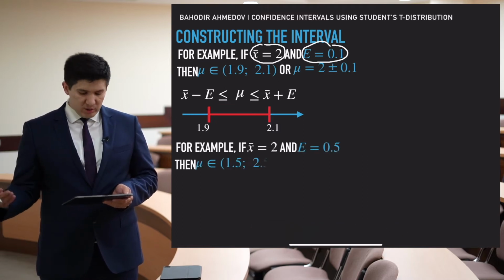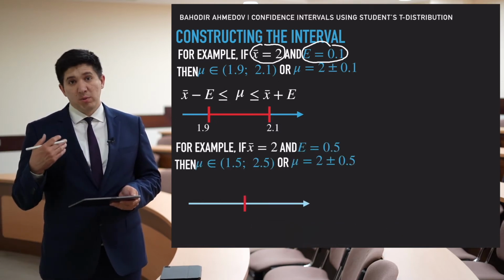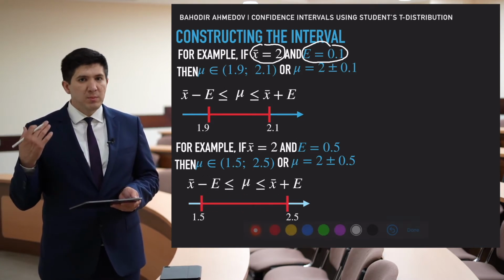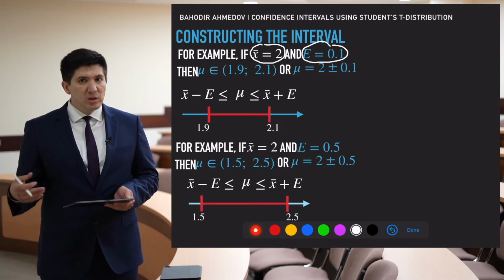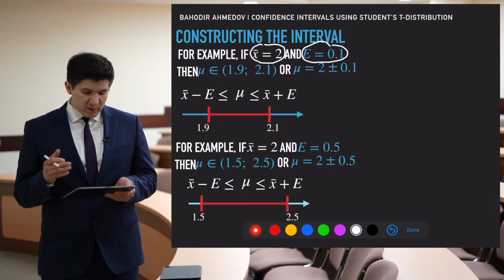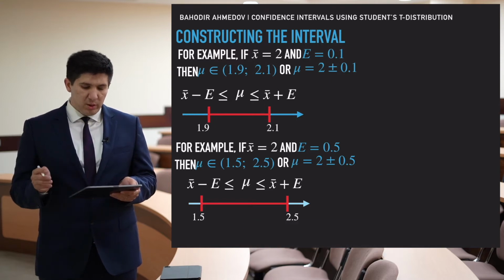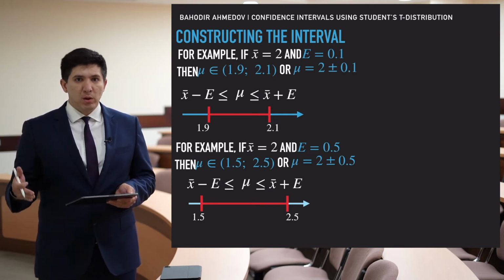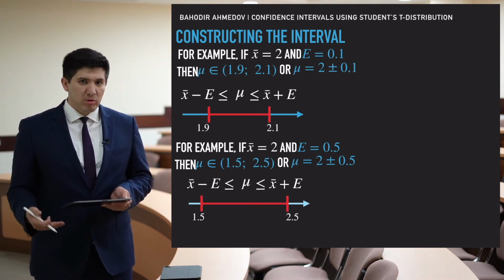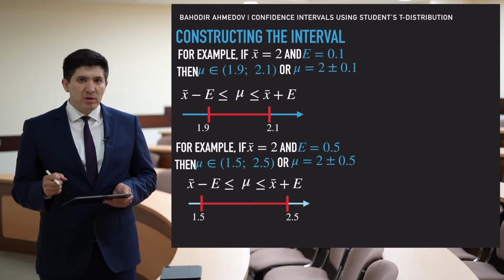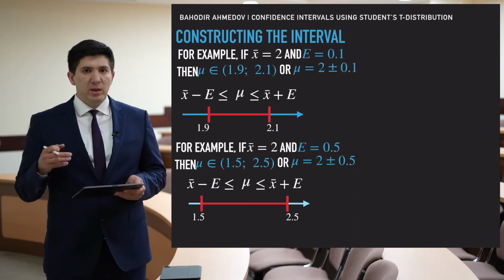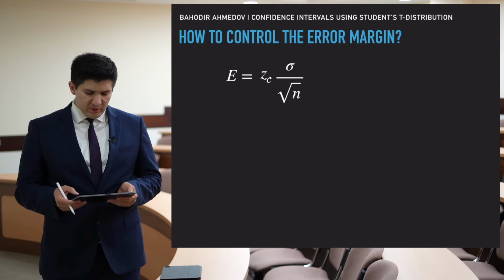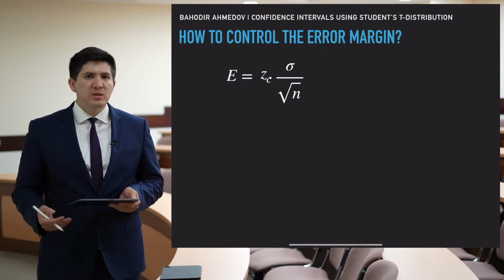If the error margin is different, for example 0.5, our interval is going to be bigger. We take the same sample, calculate the mean, which is 2, and calculate the error margin, 0.5. In this case, the interval is going to be larger. So the length of the interval around the mean, x bar, is defined by this so-called error margin E. The higher the value of the error margin E, the longer the interval.